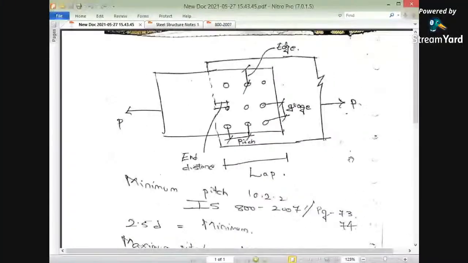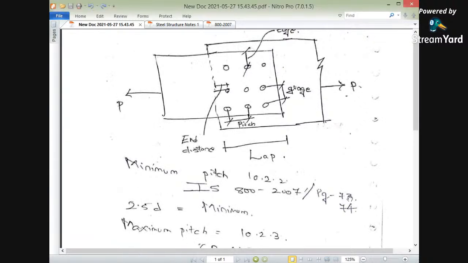Okay, so as per IS 800:2007, in clause number 10.2.2, what is the minimum pitch value? It has been mentioned in IS 800:2007, clause 10.2.2. On pages 73 and 74, the criteria have been given in clause number 10.2.2.